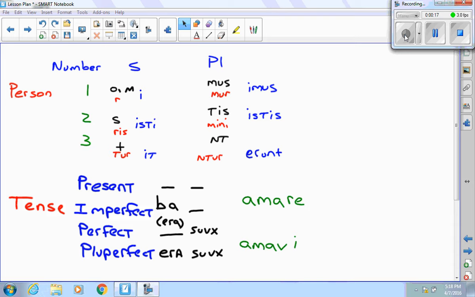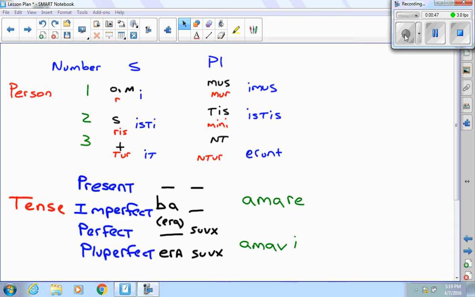Person and number are at the top. You can see person is going to be first, second, or third. Those are the greens. The endings for the first, second, and thirds are given. If the number is singular, you're going to have an O or an M for the first person. You have an R if it's passive, and I if it's perfect tense. For the second person singular, have an S if it's singular, ris if it's passive, isti if it's part of the perfect tense. T and tur for third, with it for the perfect.